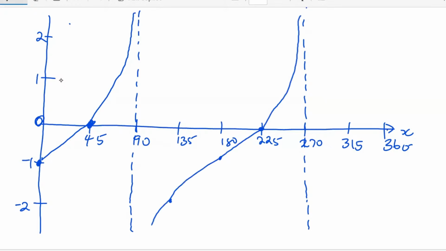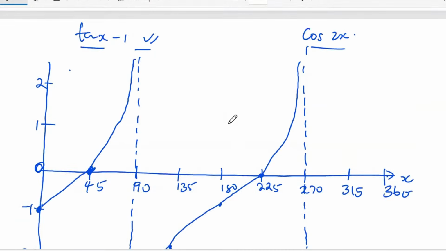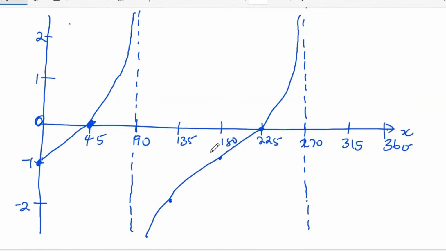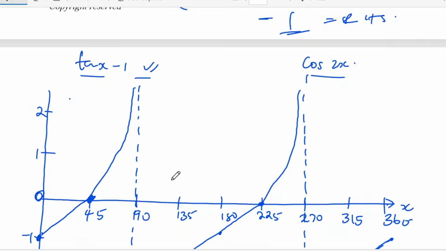Okay. Then next, if x is 315, I'm getting a -2 down there. And then 360, it should be a -1. Meaning that we have something like that towards the asymptote. Okay, so that is the tan graph.